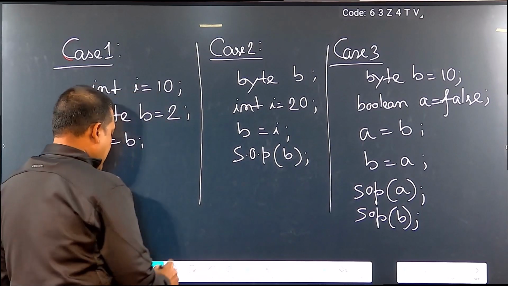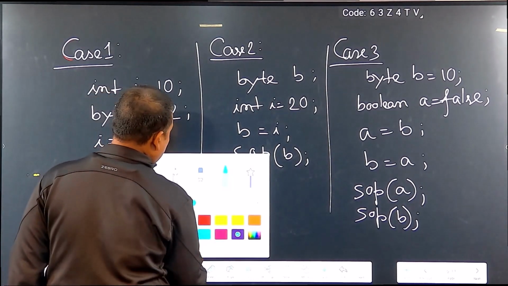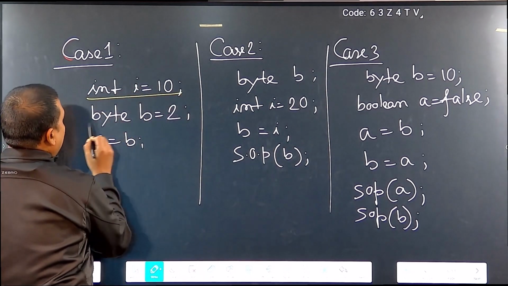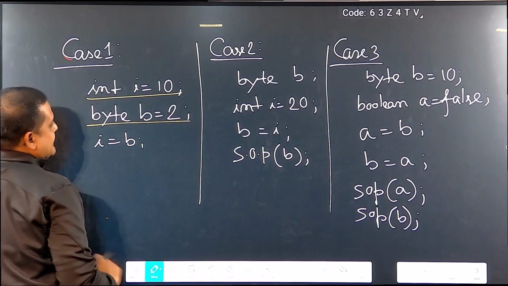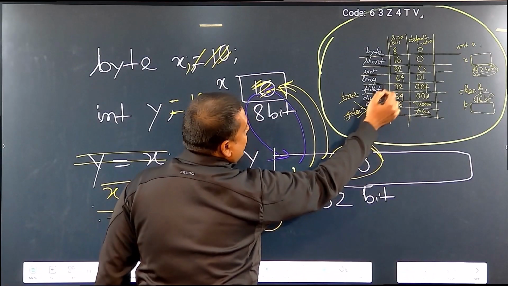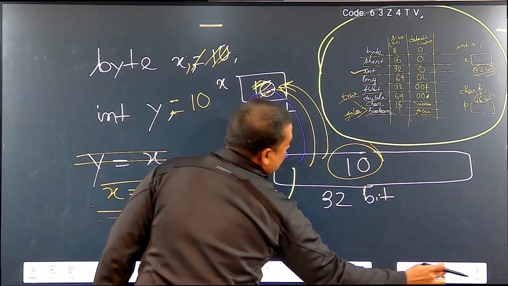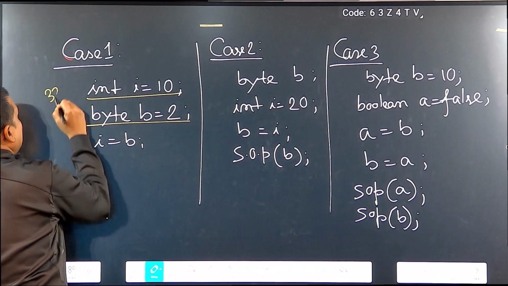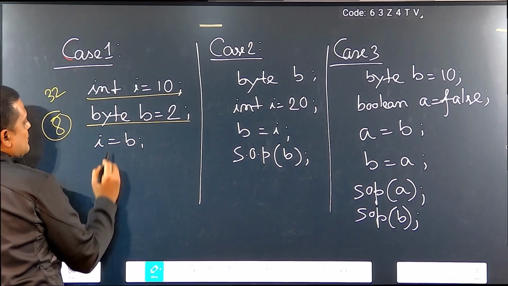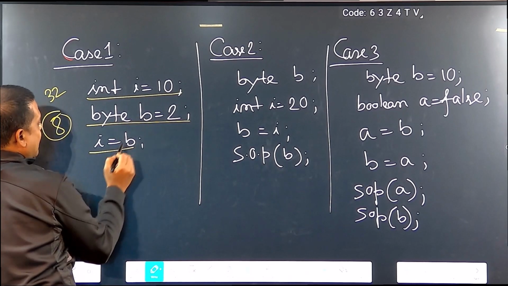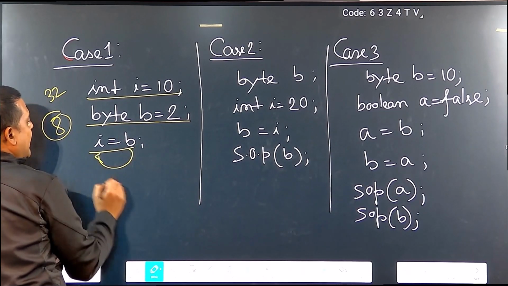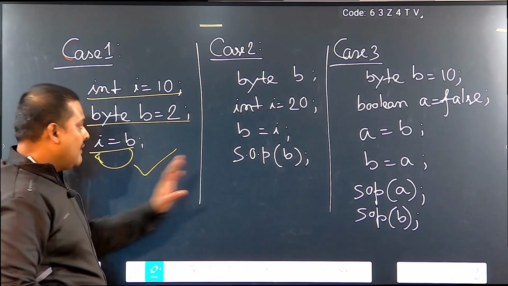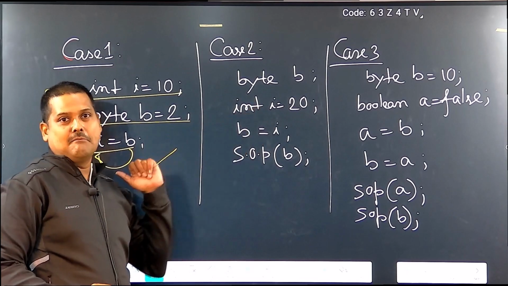Let us have a look at these examples. Here in this example, look at int. What is the size of int? Int is 32 bit and byte is 8 bit. So, I am trying to store a lower-size value into a higher one, which is correct, and no compilation error will occur. Now, pause the video and think about this example.